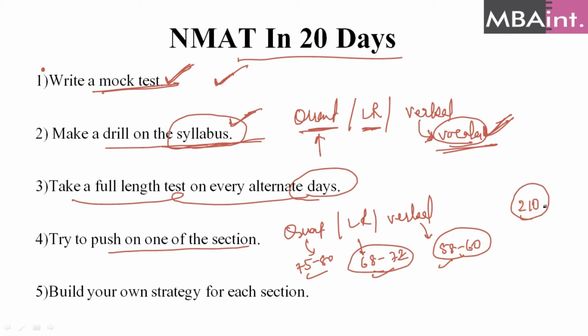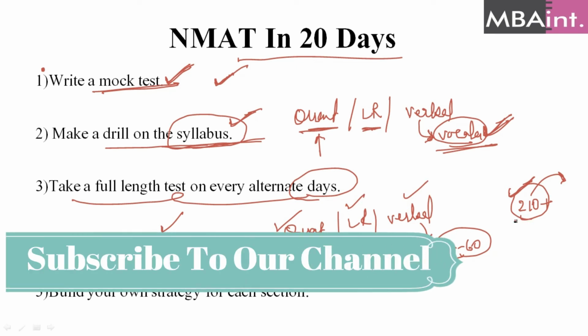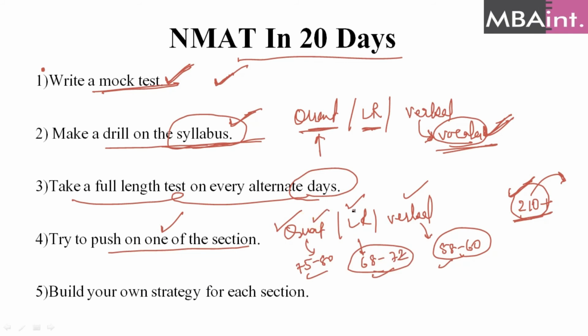NMIMS Mumbai, which most of the people aspire for, so 210 plus पे ही call करता है. तो even if you clear individual cutoff, you won't be reaching 210 plus, right? In order to reach 210 plus, you need to have one of the sections as really strong. Either quant में तुम extra करो, या फिर LR में करो, या फिर verbal में करो. तीनों में से एक को strong point बनाओ in order to just cross over this 210. Or if you have any two of them as strong, then you are in the driver's seat.